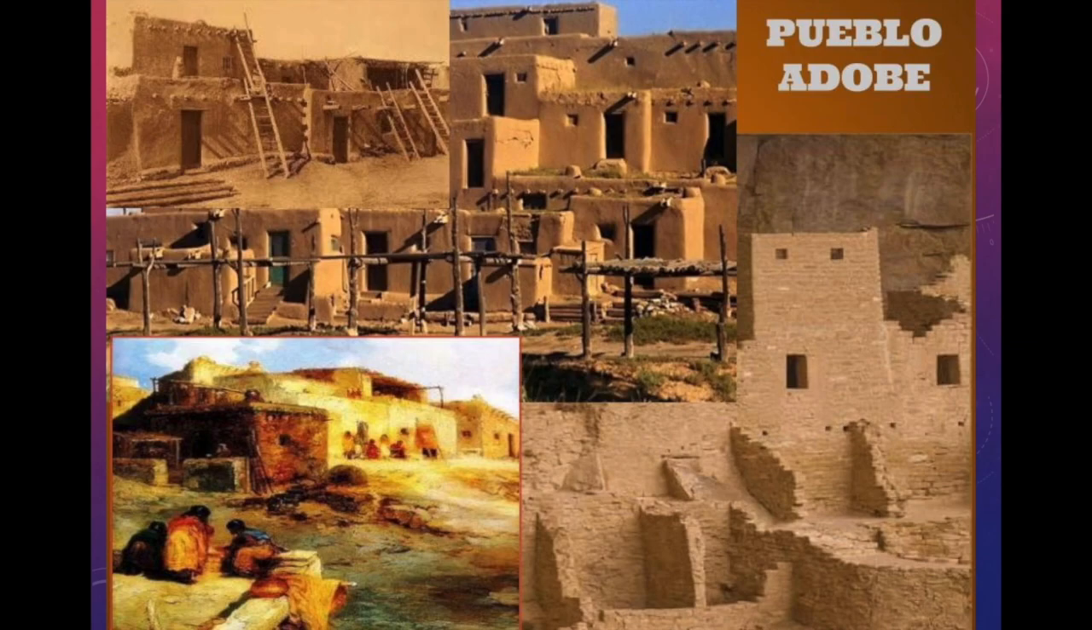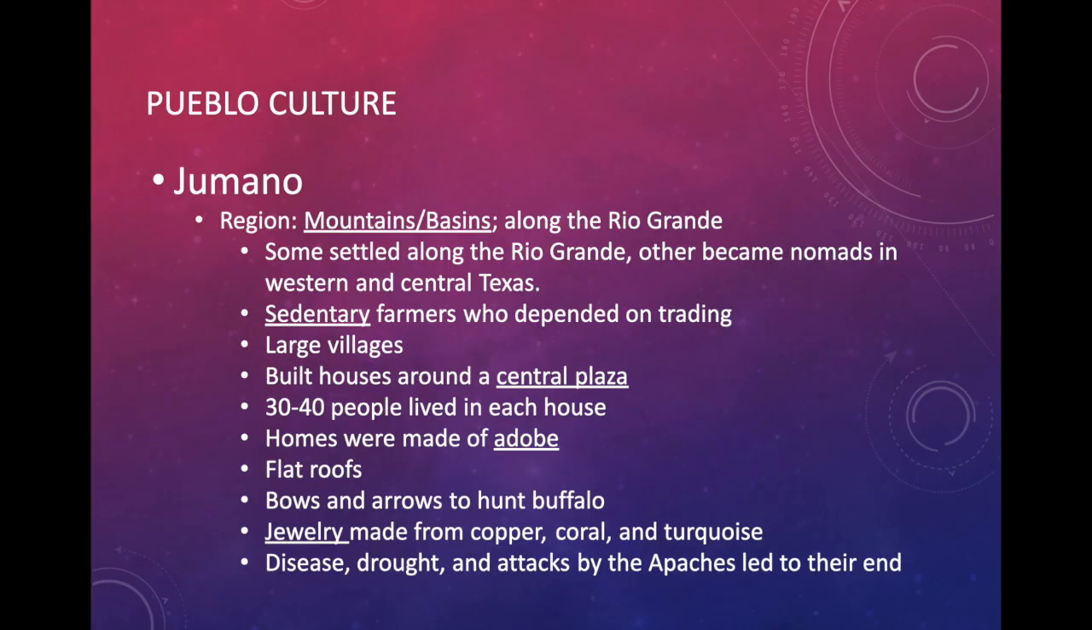Here's a good look at that. They also were known for their adobe homes. That's what their homes are called. They had flat roofs. They also made bows and arrows to hunt buffalo. This is what will get them in trouble. They made jewelry from copper and coral and turquoise. Very beautiful types of jewelry.